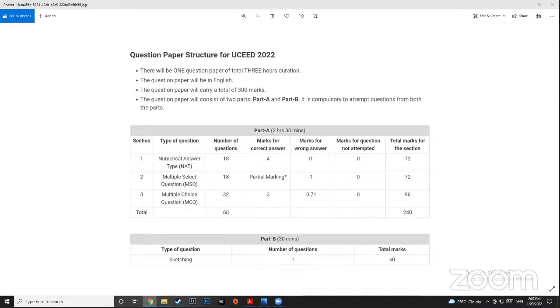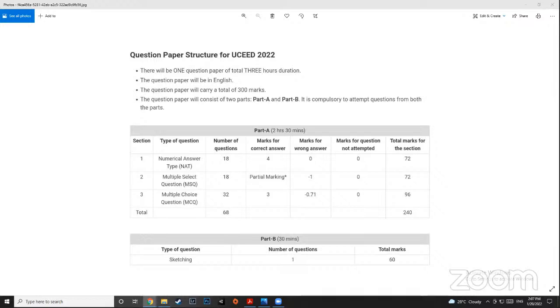So the question paper will consist of 2 parts. As I already said, part A and part B, it is compulsory to attempt questions from both the parts. They're very different parts, but today we'll just be discussing part A. Now, if you can see my screen here, the first section of part A, we are only talking about part A here, will be numerical answer type.